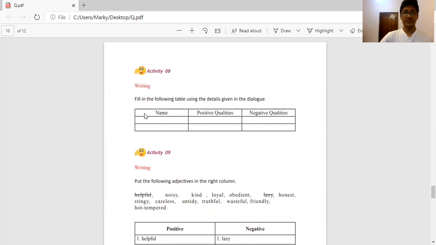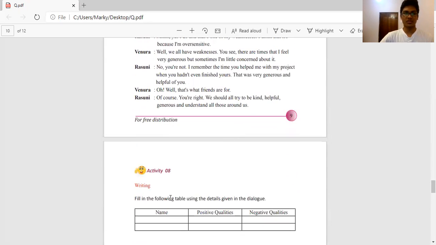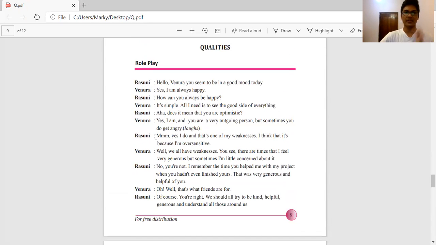Activity 8. Fill in the following table using details given in the dialogue. Name, positive qualities, and negative qualities. So the two people are Rasuni and Benura. So let's identify what their positive and negative qualities are. Okay, so let's read through it.